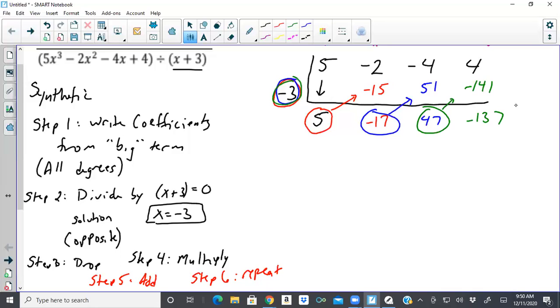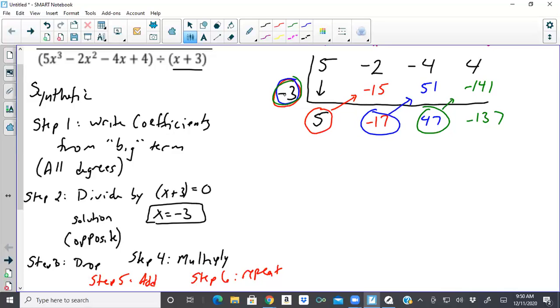And now there's nothing else to do, so technically we're done, we just have to fine tune it. So I'm going to repeat again exactly what I just did. Drop the 5 down. Multiply negative 3 times 5, which gives us negative 15. Add negative 2 plus negative 15 to get negative 17.